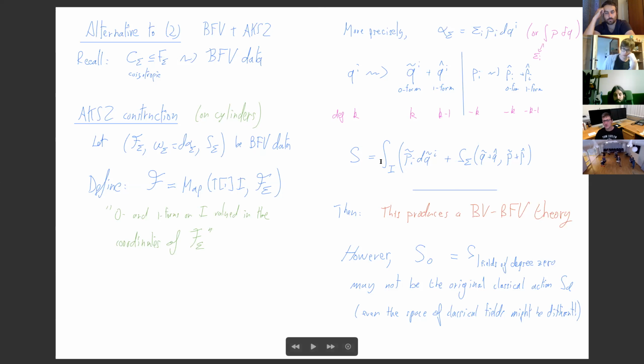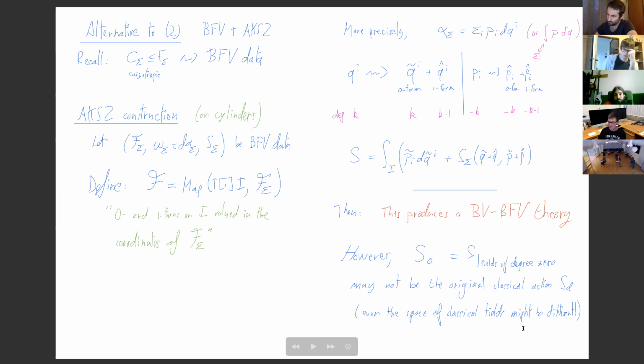Now, first of all, as you notice here, this theory is clearly invariant under the parameterization on the interval. So if your original theory was not invariant under the parameterization, then of course this new theory has very little to do with the original theory. But if the original theory was invariant, then you might expect that this new theory has something to do with it. Actually, it does, but typically you cannot expect this new classical action to be your original classical action. In general, you can't even expect that the new classical fields are the same as the original classical fields.